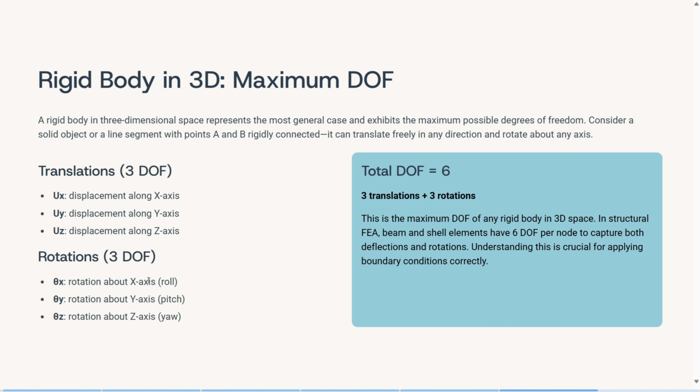If it rotates about the x-axis, it is roll, and then pitch. Yes, these are aeronautical terms. And here it will have 6 degrees of freedom, that is 3 translation plus 3 rotation. This is the maximum degrees of freedom any rigid body in 3D space can have.